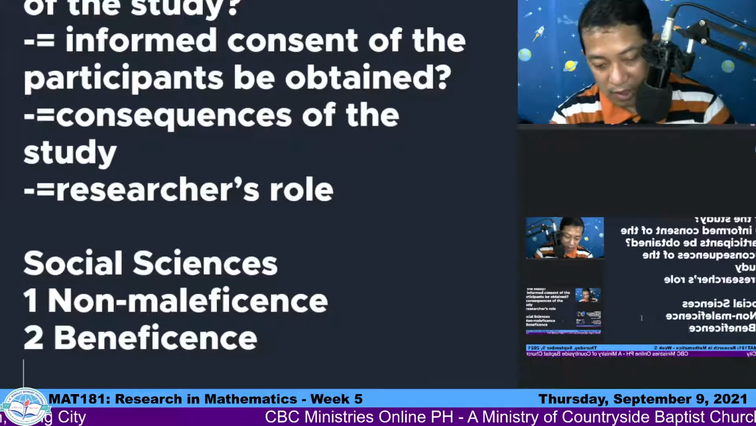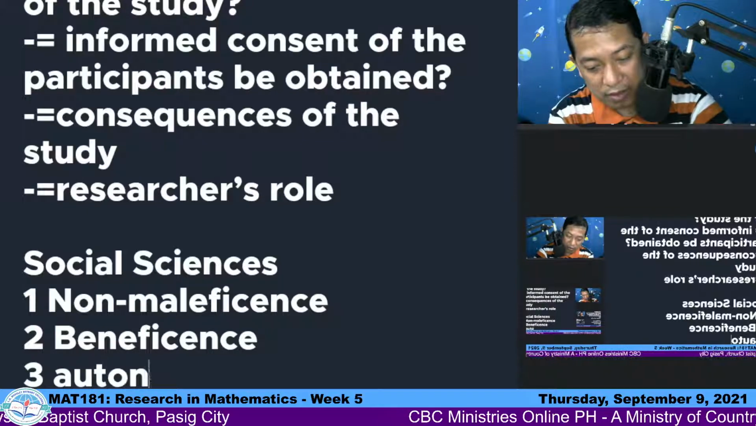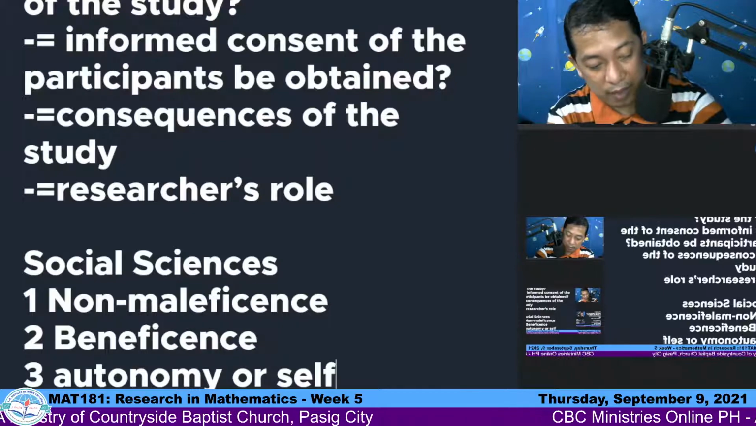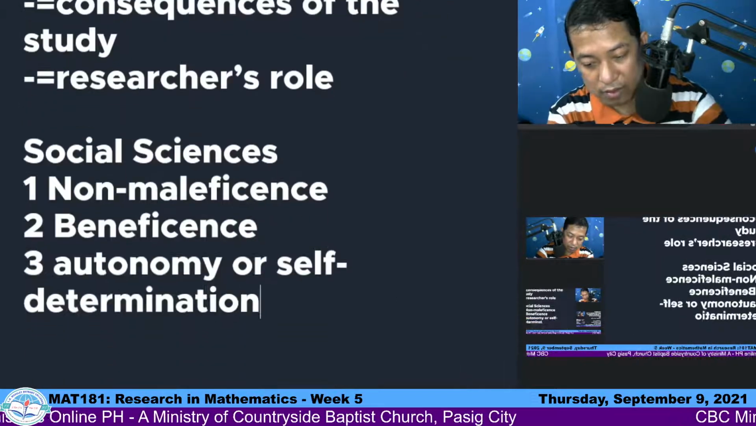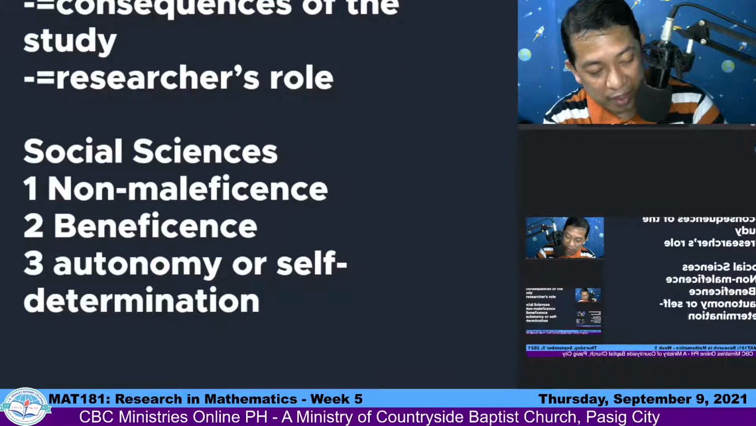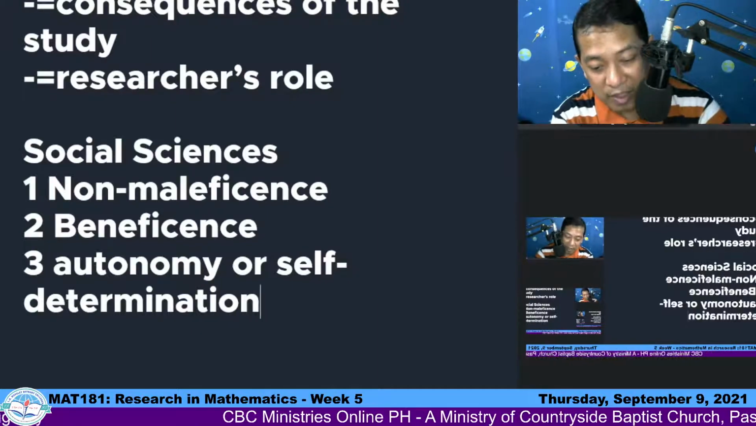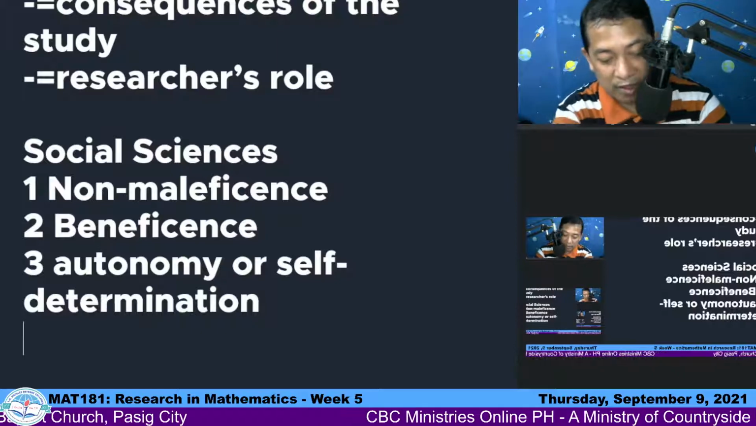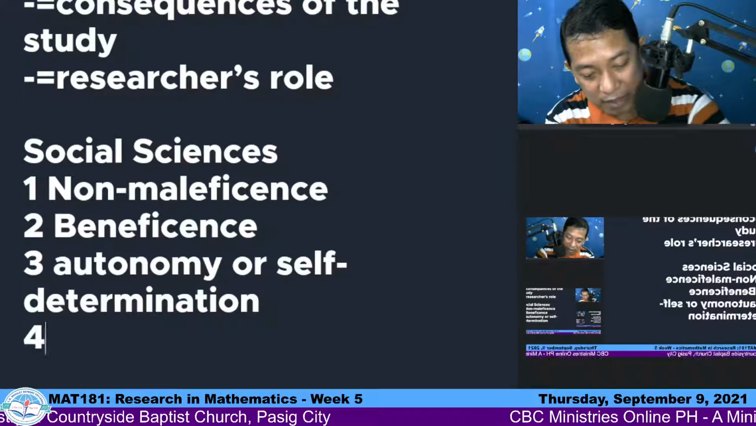Then of course, another is autonomy or self-determination. Research participant values decision should be respected. So autonomy, may kalayaan o self-determination yung mga participants ng research. Okay, hindi siya madidiktahan dapat. Hindi siya, yan ang isagot mo, wag to. Kaya minsan yung mga ganyan manipulasyon ng ano.